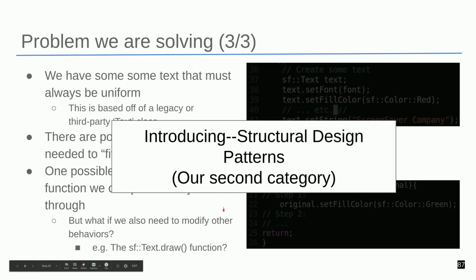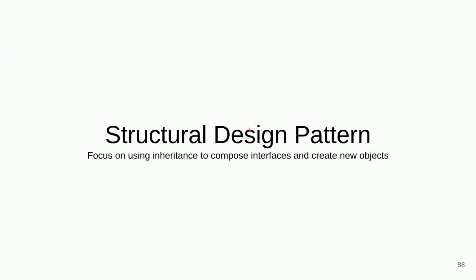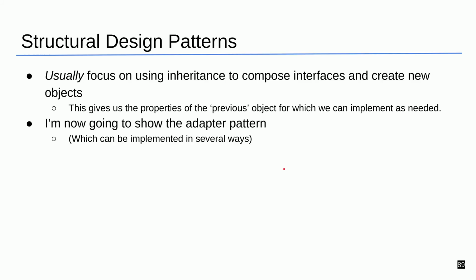So in order to handle this challenge, we're going to introduce a structural design pattern, our second category of design patterns. The structural design patterns focus on using inheritance to compose interfaces and create new objects. Usually they're focusing on inheritance, but sometimes we can use composition as well to create new objects. I'm going to show a pattern called the adapter pattern, a specific instance of it called the object adapter pattern.